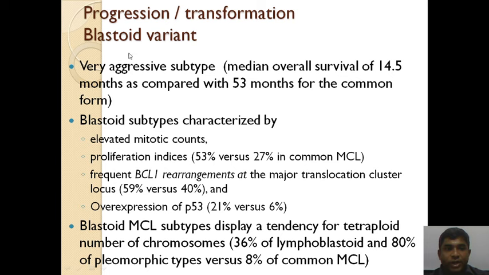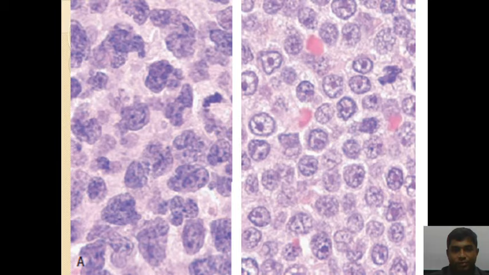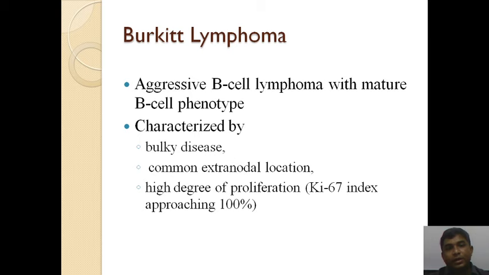Blastoid variant is a very aggressive variant with less survival and which has elevated mitotic counts and increased proliferation index. So blastoid variant of mantle cell lymphoma is one of the variants which shows very aggressive behavior. Next we move on to a very characteristic group of lymphomas.